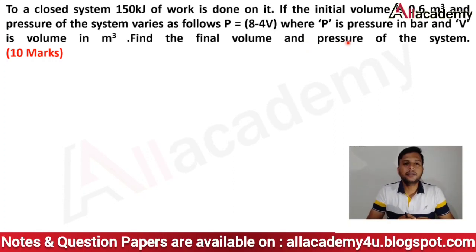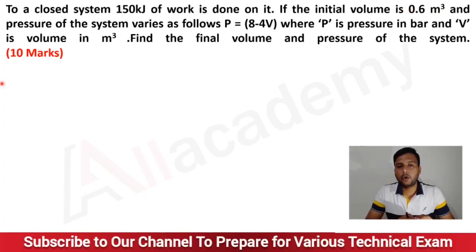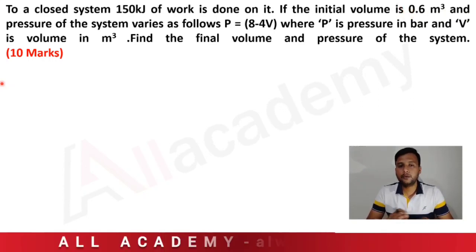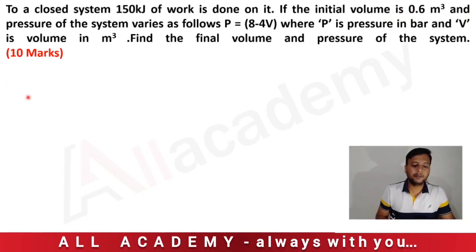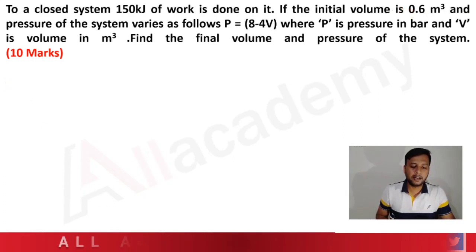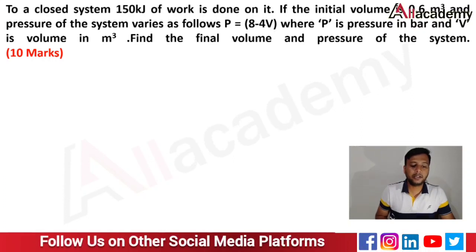Now in this question, he says that work is done on a closed system, and its initial volume is given, that is 0.6 meter cube, and I need to identify the pressure and volume at the final state. Let us note down the given things before solving this numerical. This question was asked for 10 marks in a previous university examination. So what is the given data in this one?